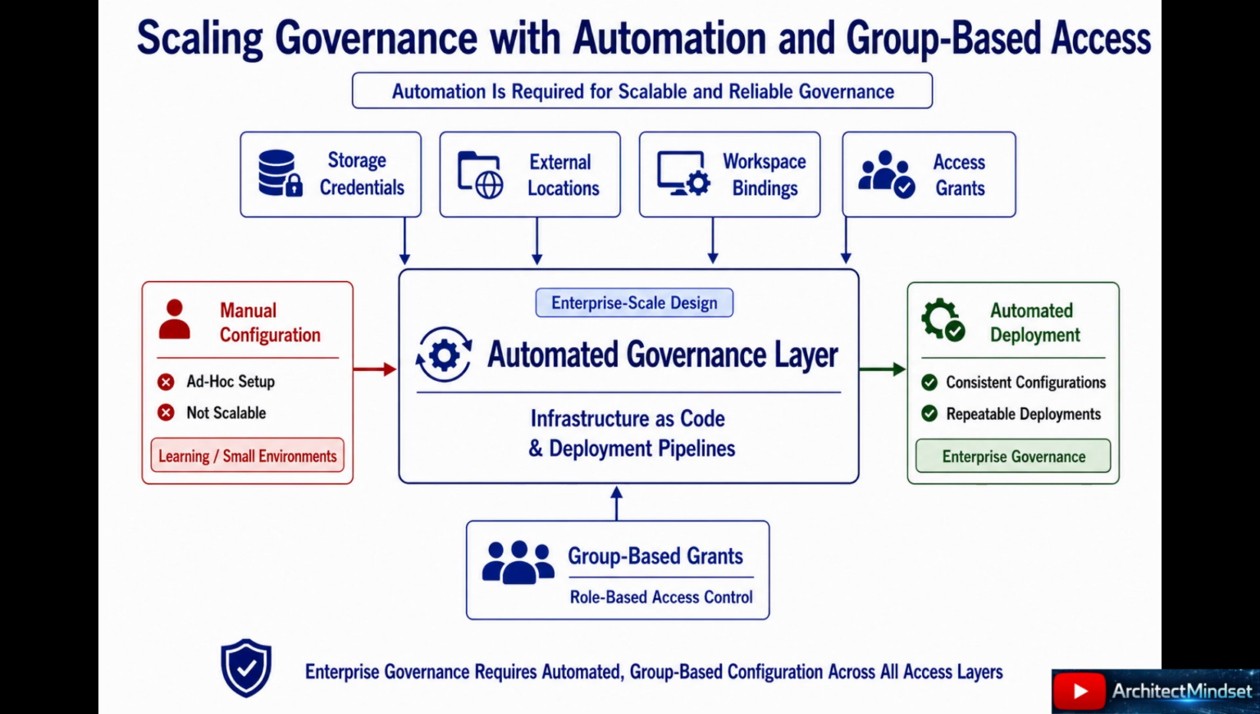Apply group-based grants and automate the configuration. Mature environments should manage storage credentials, external locations, workspace bindings, and grants using infrastructure as code or controlled deployment pipelines. Manual configuration may be acceptable for learning, but it does not scale well for enterprise governance.